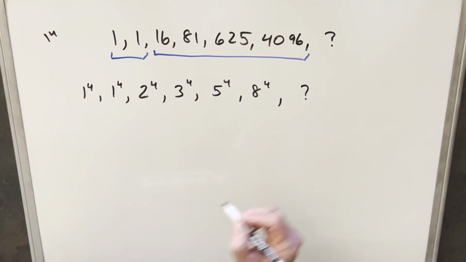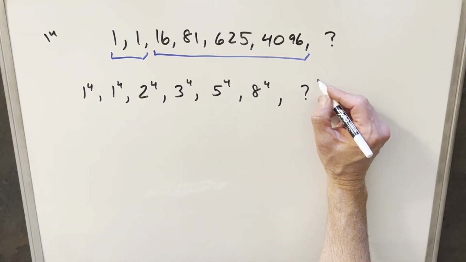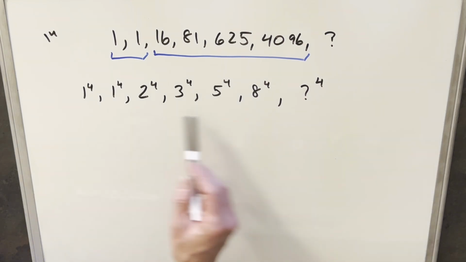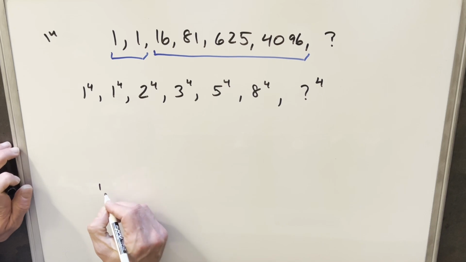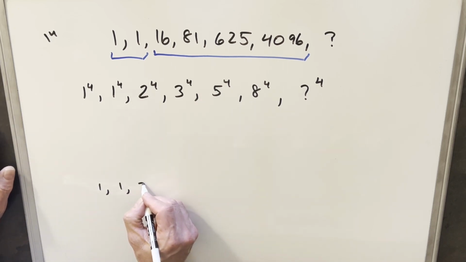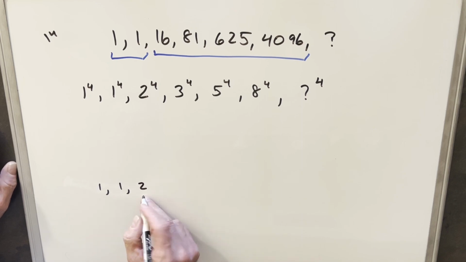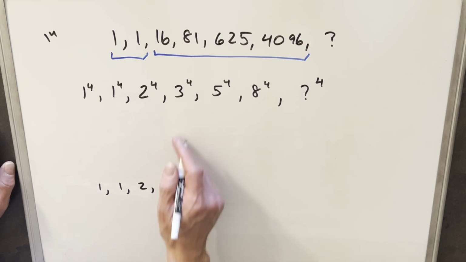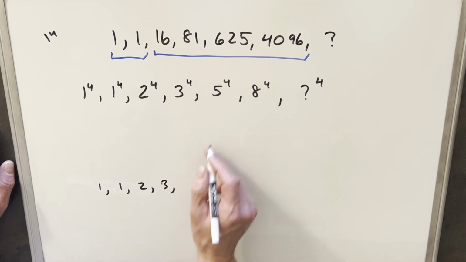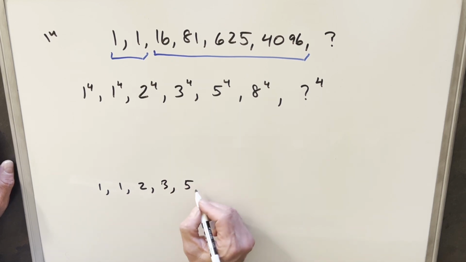So what comes next? Well, I'm definitely going to think that it's something to the 4th because everything's to the 4th power. But there's something really suspicious about these bases. If we just look at this sequence, ignoring the exponent for a moment, we have 1, 1, 2. Well, 1 plus 1 is 2. And then our next base is going to be 3. 1 plus 2 is 3. And then our next base is 5. 2 plus 3 is 5.